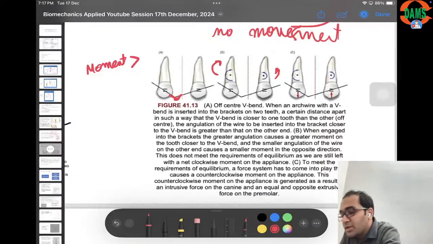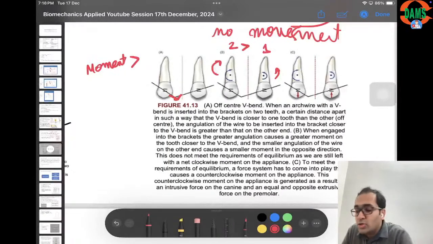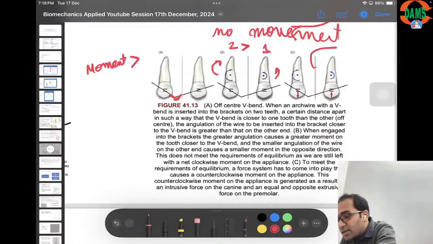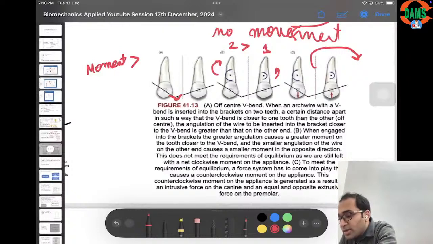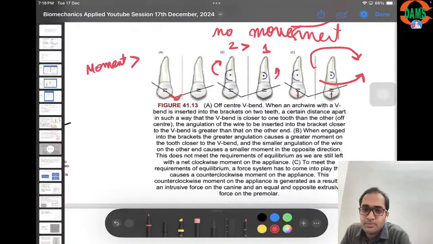If we take this as tooth 1 and tooth 2 will have more movement. So the net effect of this movement will be like this. And as we know, according to the law of equilibrium, Newton's law, the body will try to balance or counter this movement. So a reverse movement will be generated in this direction.